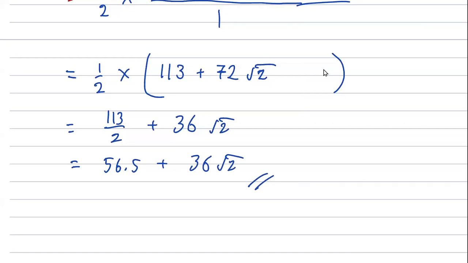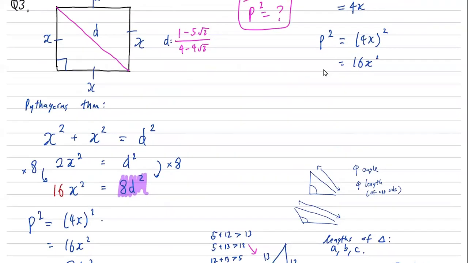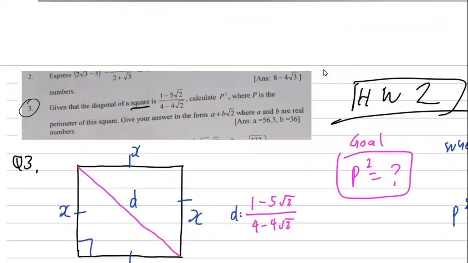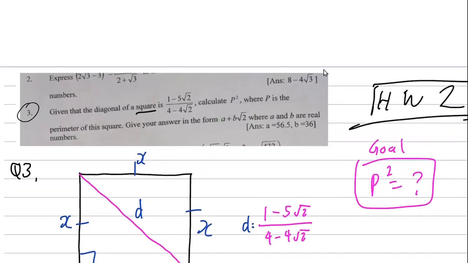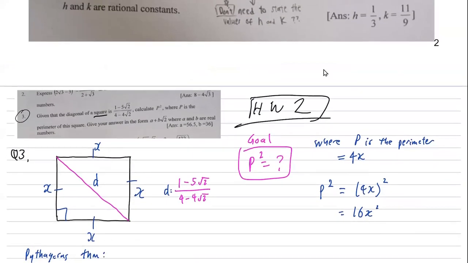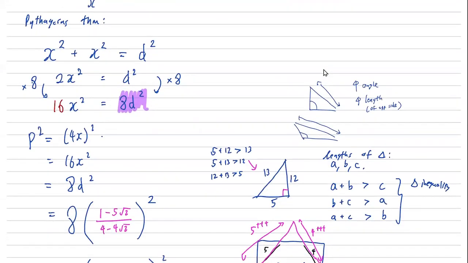Okay, so you can answer the question now. They are asking you to give your answer in the form of a plus b root 2. So that's the answer. 56.5 and 36. Is that okay? Any questions? Yeah, a plus b root 2. So that's your a, that's your b.